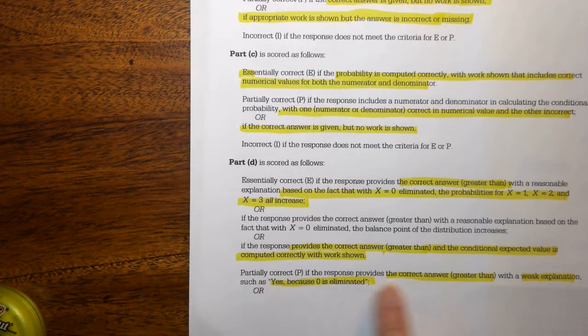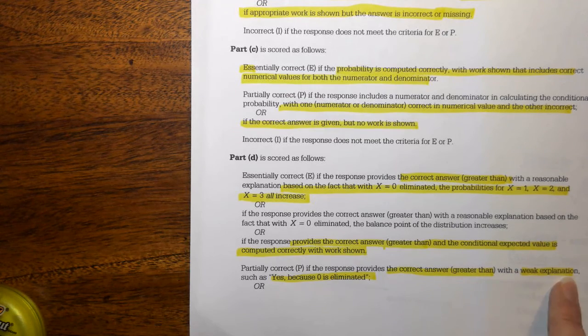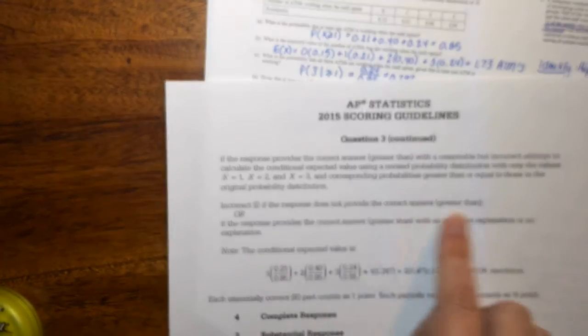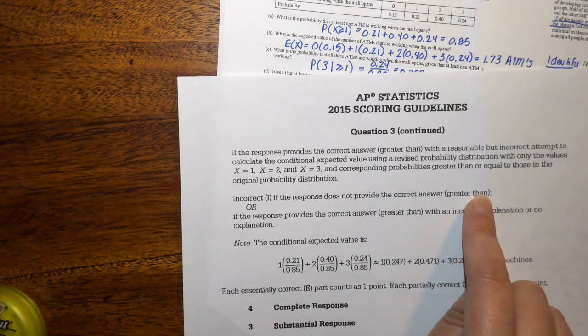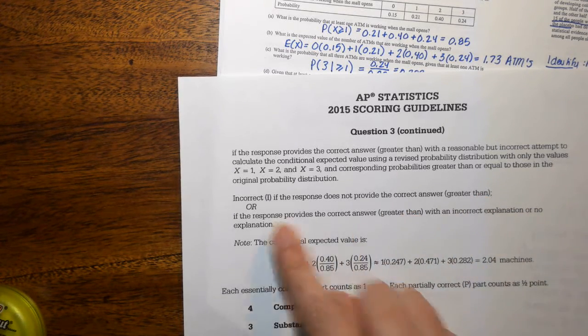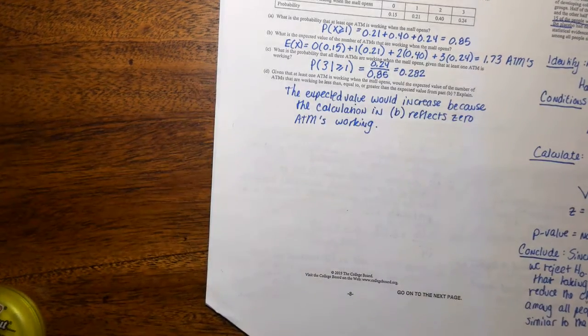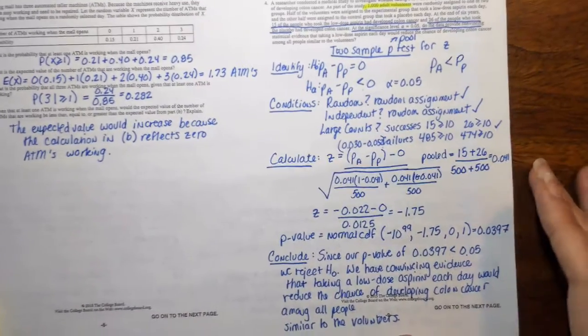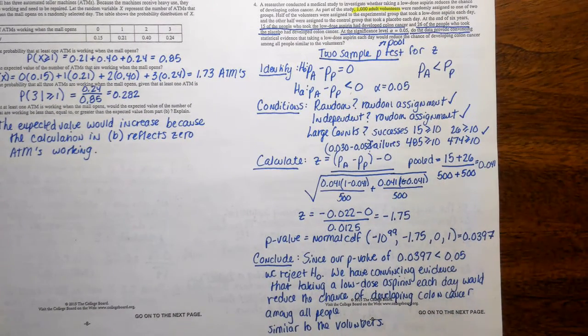And you all can get a P if you have the correct answer, greater than, with a weak explanation, such as "yes, because 0 is eliminated." I think that might be what I did. And then an I if you provide anything other than greater than, or if you just say greater than with no explanation. Okay. Man, I'm going to go back and add that. Or maybe I won't, because it's good teaching.